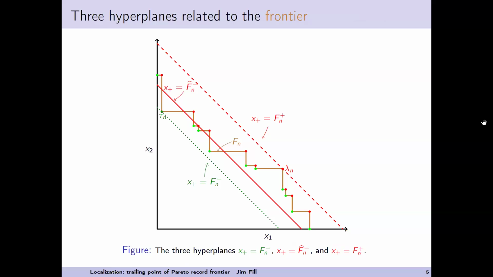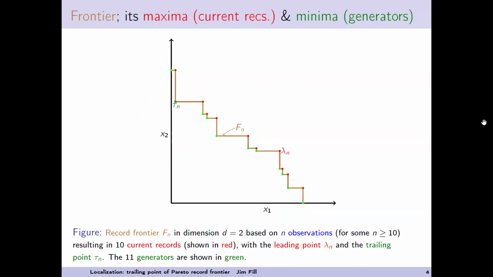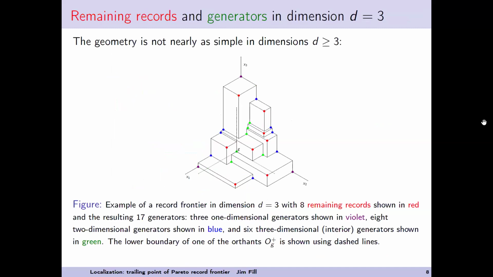You may be misled by the pictures that I've shown so far into thinking that the connection between current records, or remaining records, and generators, the geometry is quite simple. Well, that's true for d equals 2. But here's a picture for d equals 3. Mostly I've kept the color coding to be green for generators and red for remaining records. Here it's still the case that red is remaining records, but I put the generators in 3 different colors corresponding to their dimension, so to speak. But at any rate, you see from the picture that the geometry is not as simple in dimensions 3 and higher. In dimensions 2 and 3, the number of generators is a deterministic function of the number of remaining records. In dimensions 4 and higher, that's not true.